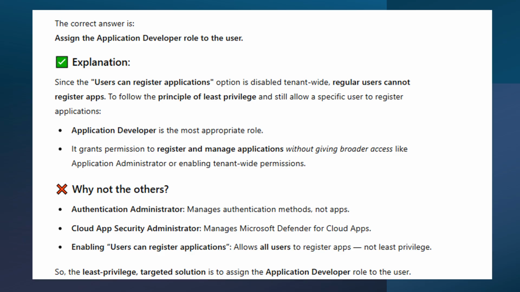It grants permission to register and manage applications without giving broader access like application administrator or enabling tenant-wide permissions. So the authentication administrator manages authentication methods, not apps. Cloud App Security Administrator is wrong because it manages Microsoft Defender for cloud apps, and enabling the users can register application allows all users to register apps, which is not least privilege. So the least privilege targeted solution is to assign the application developer role to the user.